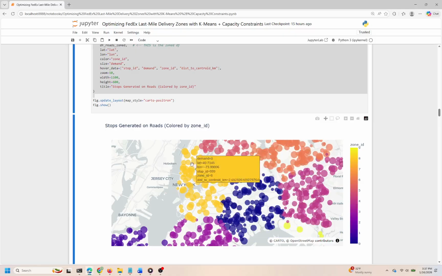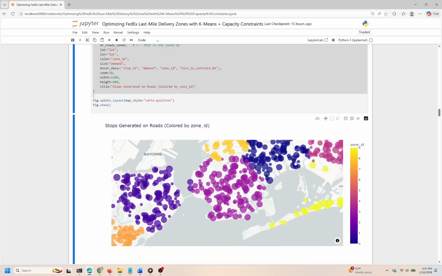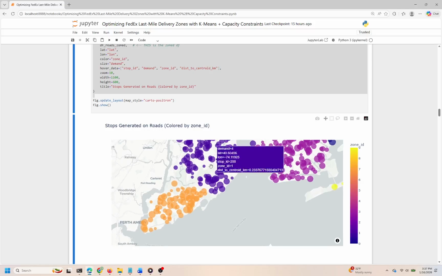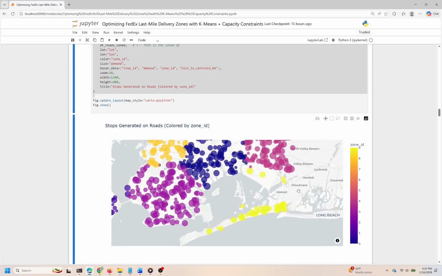Moving forward, the next cell will likely focus on analyzing these generated stops and their assigned zones to derive insights into service efficiency and demand distributions in the city.